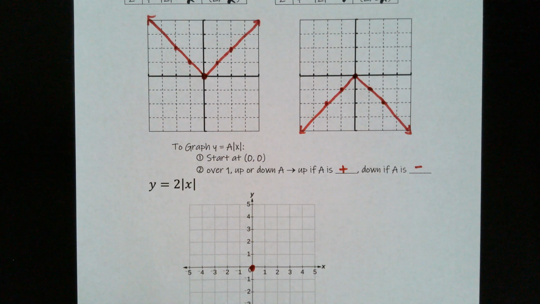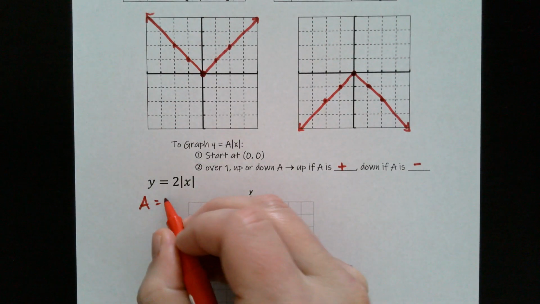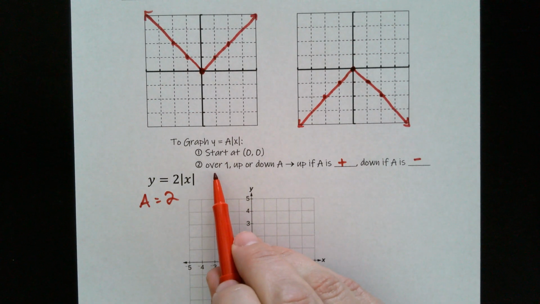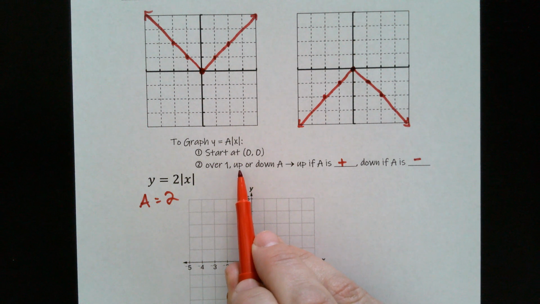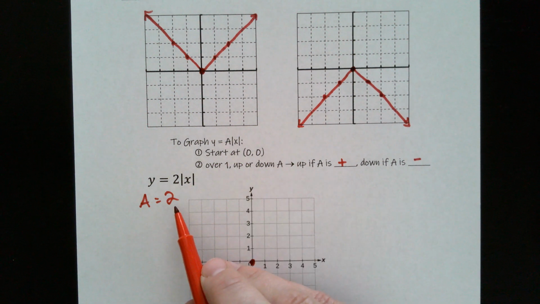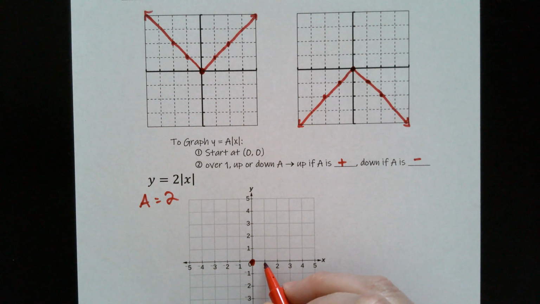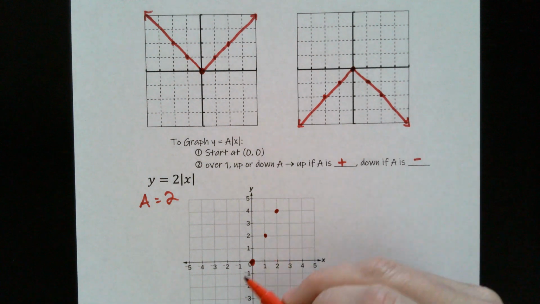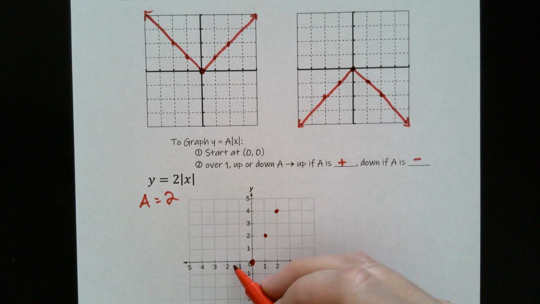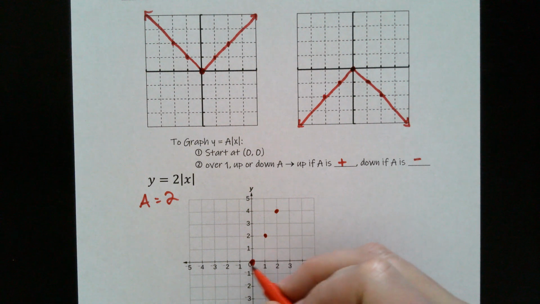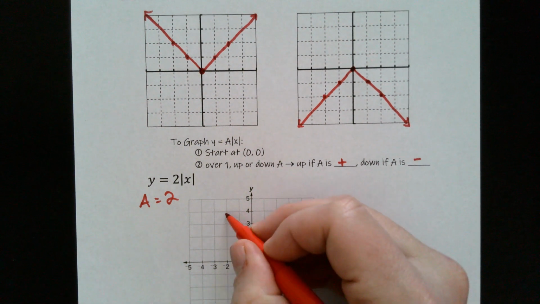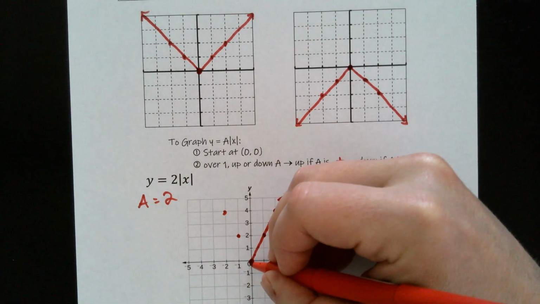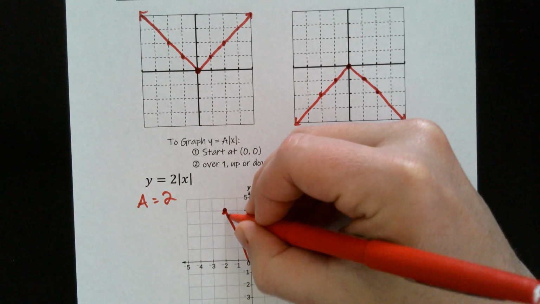Okay, so what is our a? Our a is 2. That's positive. Okay, so let's go back to here. It says over 1, and we'll go up a. So up 2. So over 1, up a. That's 2. Over 1, up a. There we go. So this is kind of like a slope, right? Except when we go to the left, we have to also go up. So over 1, up 2. Over 1, up 2. So here's what y is equal to 2 times the absolute value of x looks like.